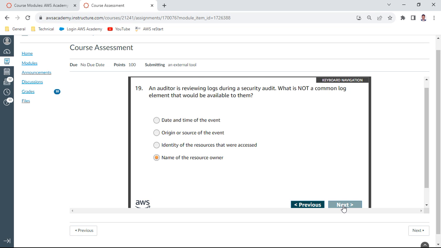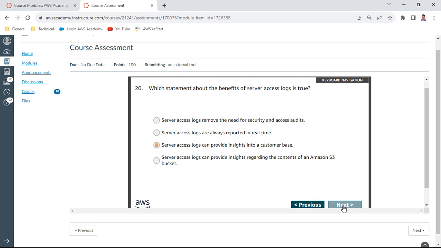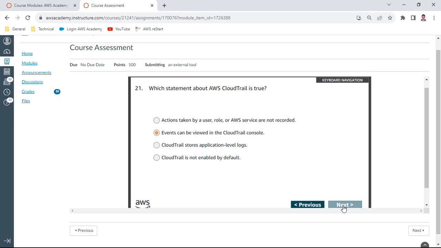19th: an auditor is reviewing logs during a security audit. What is not a common log element that would be available to them? Name of the resource owner. 20th: which statement about the benefits of server access logs is true? Server access logs can provide insight into the customer base. 21: which statement about AWS CloudTrail is true? Events can be viewed in the CloudTrail console. 22: which phase of incident response involves investigation and diagnosis? It is the discovery and recognition phase.